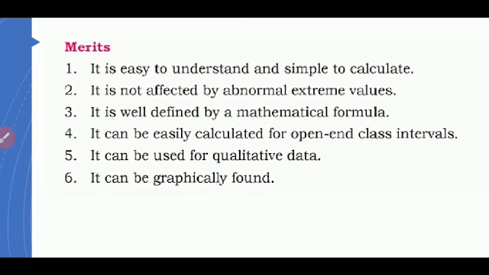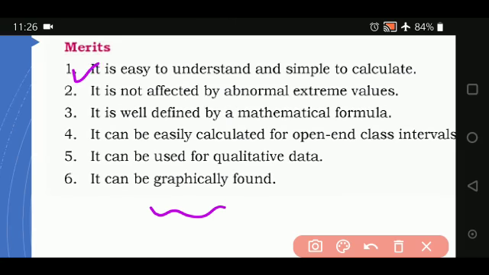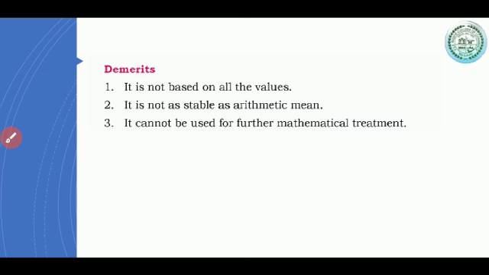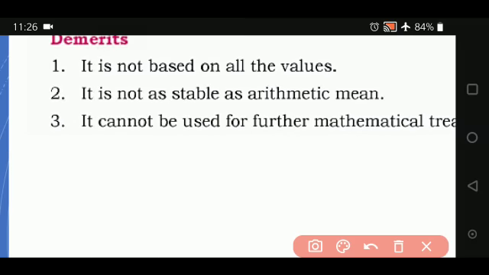Now we will see what are the merits of median. It is easy to understand and simple to calculate. It is not affected by abnormal extreme values. It is well defined by a mathematical formula. It can be easily calculated for open-end class intervals. It can be used for qualitative data, and it can be graphically found. These are the merits. What are the demerits? It is not based on all the values. It is not as stable as arithmetic mean. It cannot be used for further mathematical treatment.